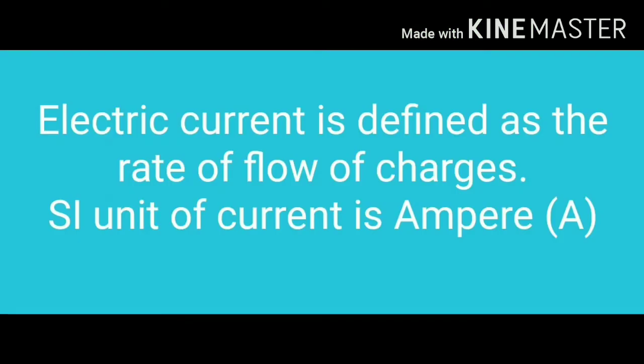What is electric current? Electric current is defined as the rate of flow of charges. The SI unit of current is ampere, represented by capital letter A.